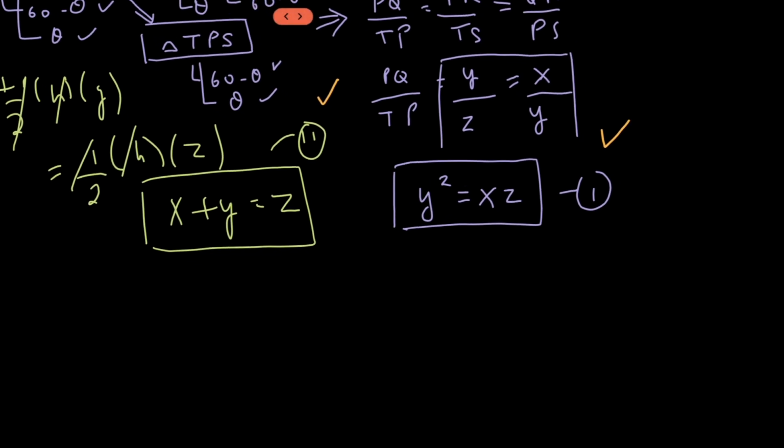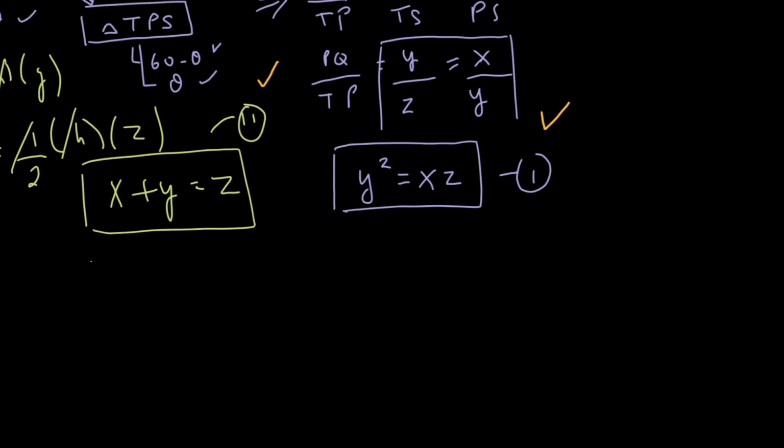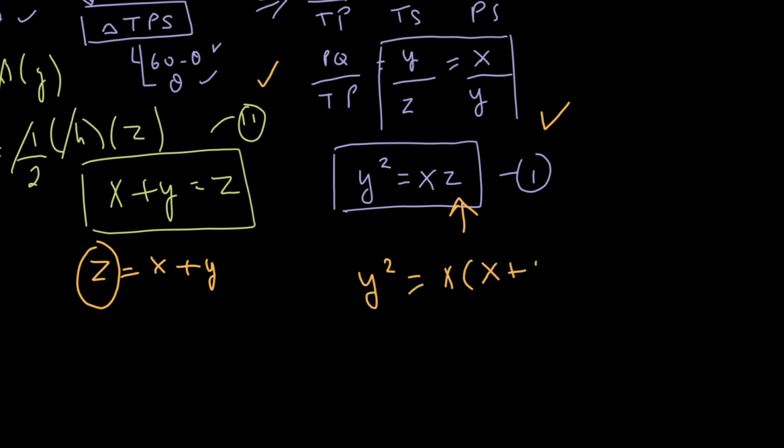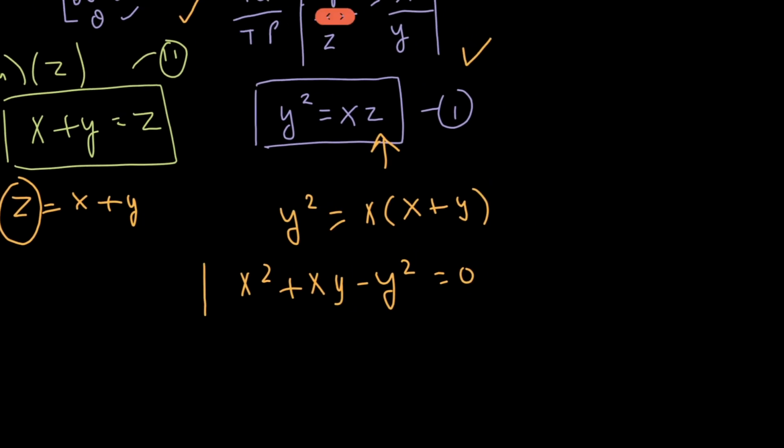Now let us try to simplify that further. In the second equation we can see that we have the value of z, that is x plus y. So this value of z I will put in this equation. So the first equation will look like y squared equals x multiplied by x plus y, and this will finally give me x squared plus xy minus y squared equals 0. So here we have the quadratic equation.